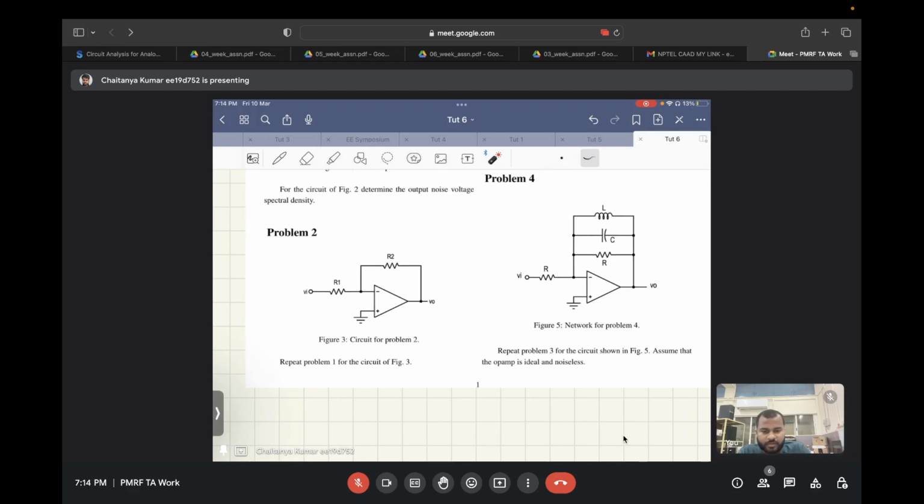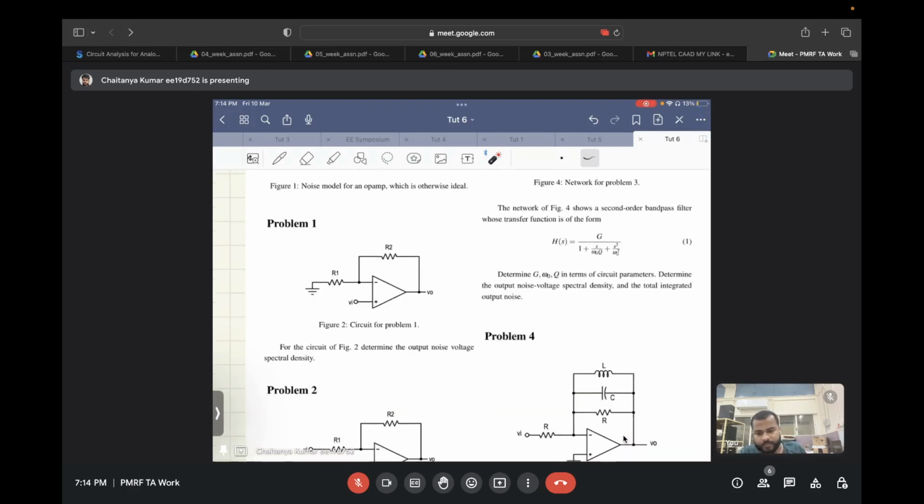Yes, sir. For question number one, the input is given to the non-inverting terminal, sir. Yeah, correct, non-inverting terminal it is given. While calculating the noise spectral density, that is 4kTR1 into modulus of H of f whole square. Sir, we have to include both resistors or one resistor, sir?